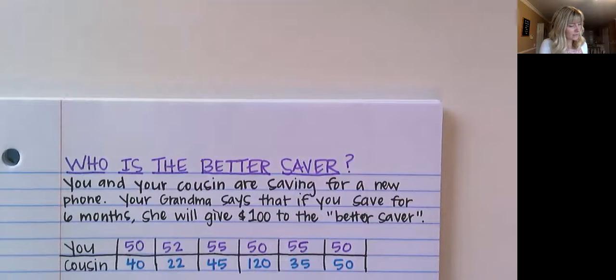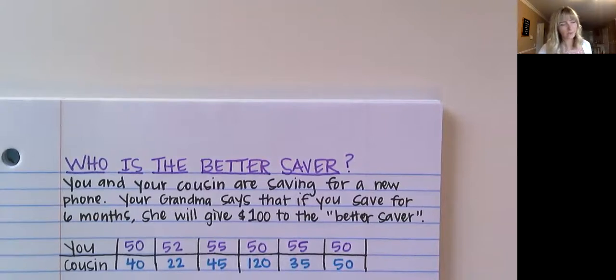You can take a second and do this with me, but I am just going to add up how much I saved. I added up all 6 of the numbers on there and it shows me that I saved $312. Okay, so now I'm going to add up my cousin, 40 plus 22 plus 45. I'm just adding up their savings. And oh no, you both saved $312.